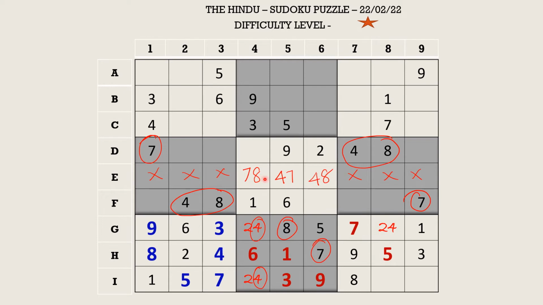Now in this block there are only two empty cells now. The missing numbers are 3 and 5. You have a 3 here. So D4 takes 5 and E6 takes 3.